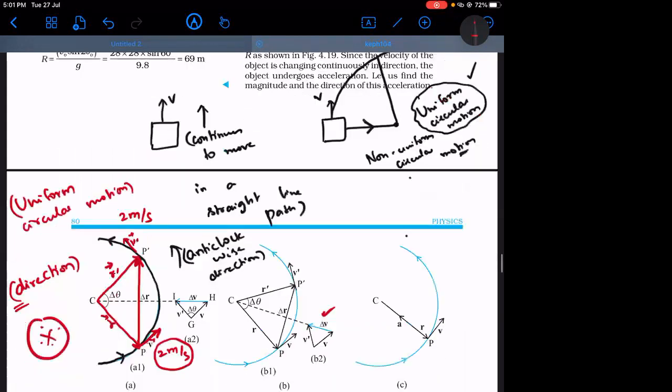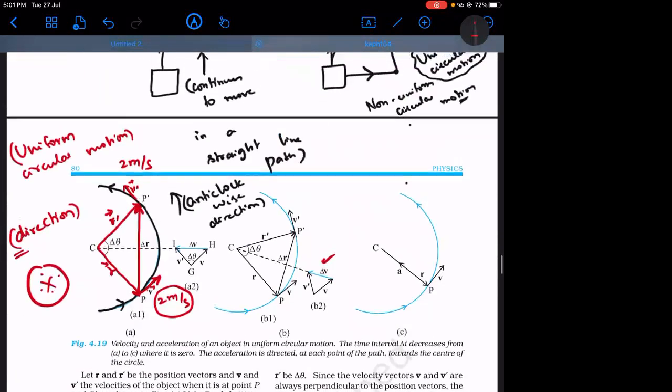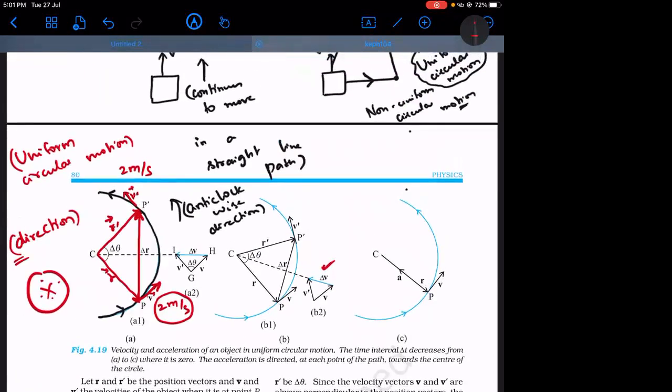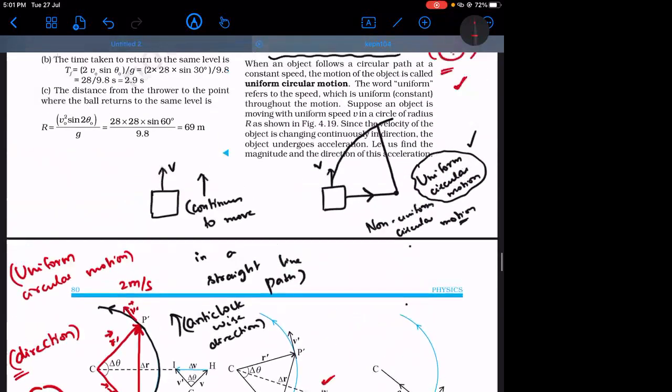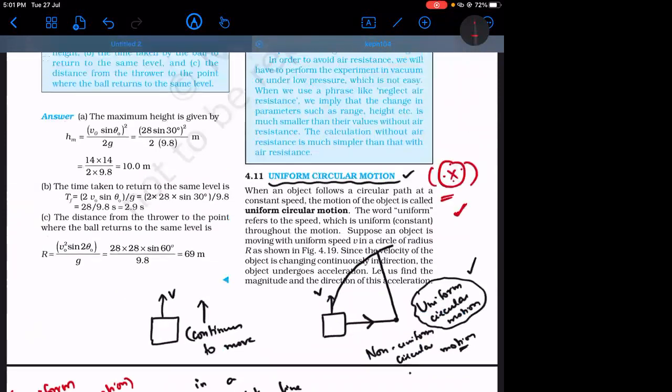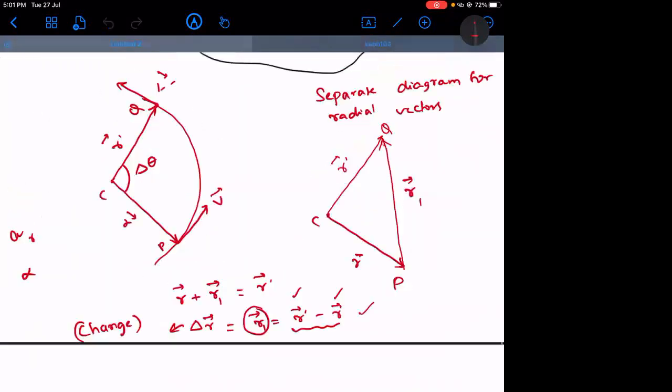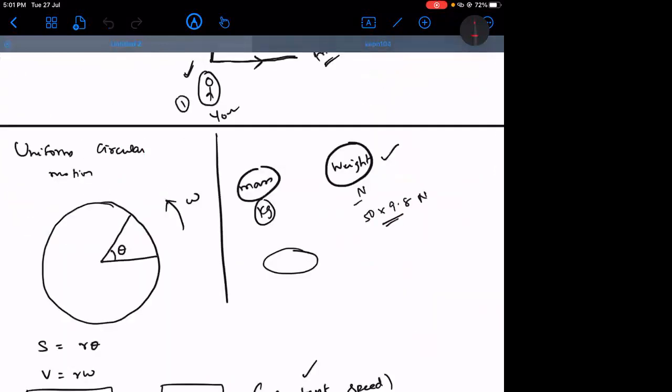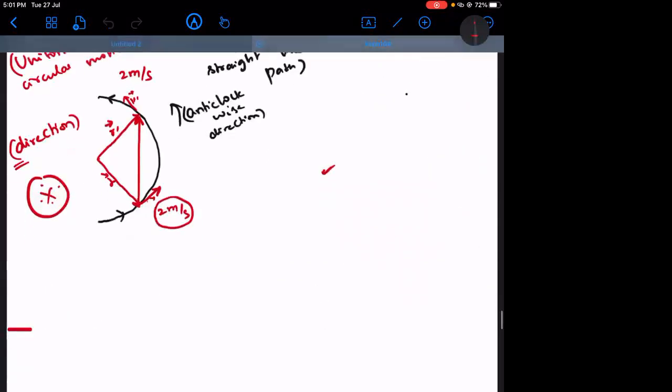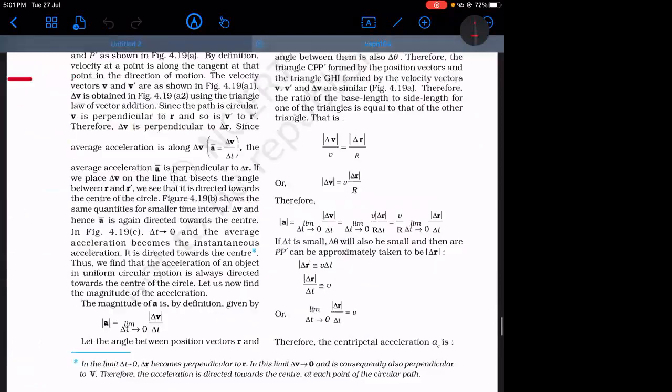Any other doubts? Sir, I have a doubt from yesterday's class. Tell me. Sir, in yesterday's class, we solved problem 4.13. In that problem, could you explain how the man took 15 minutes to cross the river?